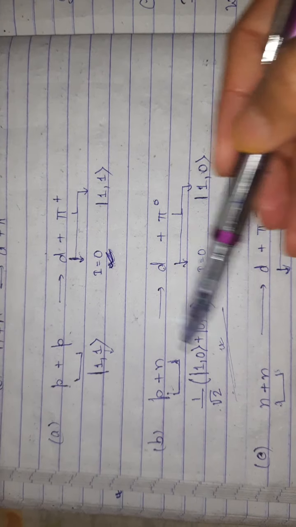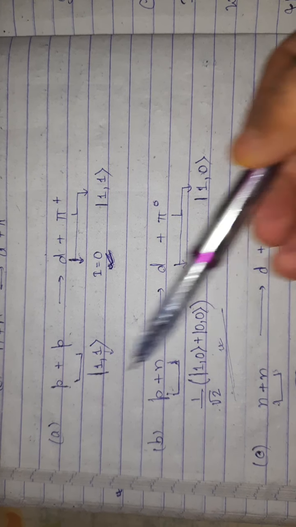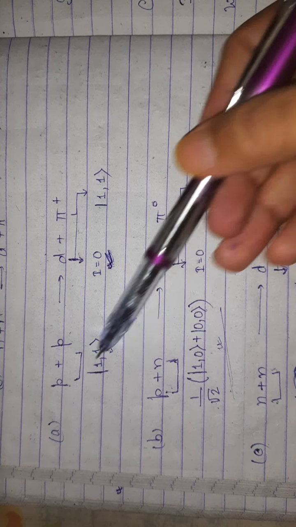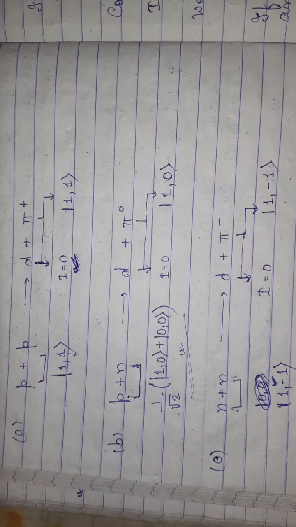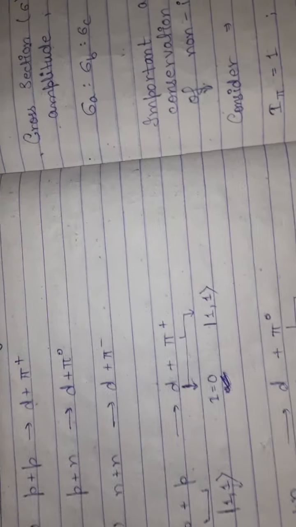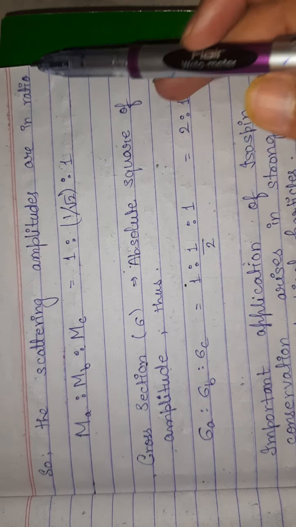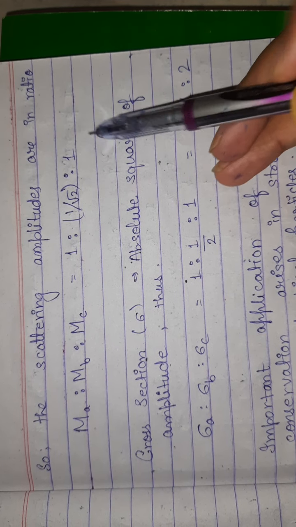So in all three cases we have isospin of 1, 1 and 1, and the coefficients are 1, 1 by root 2 and 1. Okay, and these coefficients are sometimes called the amplitude. So let us see about the amplitude. The scattering amplitudes are in the ratio Ma, Mb, Mc as 1 : 1 by root 2 : 1.